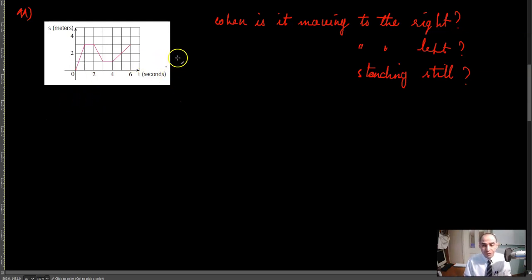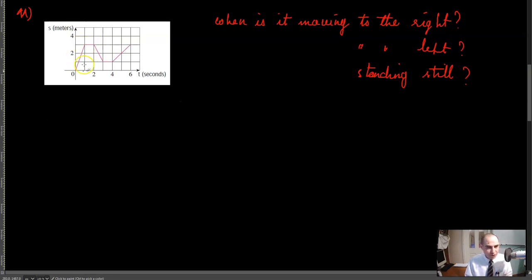Okay, so now basically what that means is that the particle over here is, as you can see, moving towards the right. In this interval, which goes from 0 to 1 second, the particle is moving towards the right because it's moving in the positive direction of the vertical axis, right?